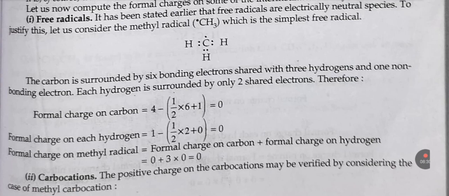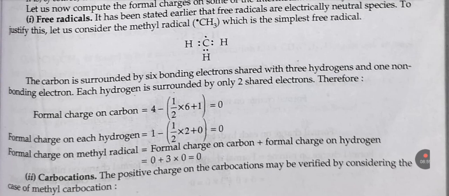Therefore, the formal charge on carbon is equal to 4 minus (1/2 × 6 + 1), which is equal to 0. The formal charge on each hydrogen is equal to 1 minus (1/2 × 2 + 0), which is equal to 0. The formal charge on the methyl radical is the formal charge on carbon plus the formal charge on hydrogens, which gives 0 + 3 × 0 equal to 0.